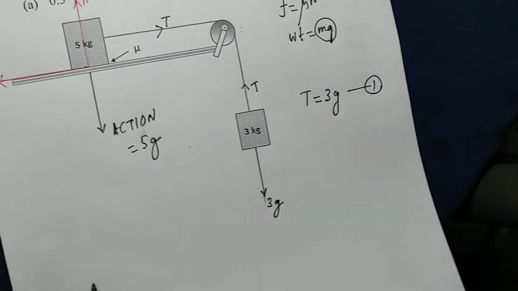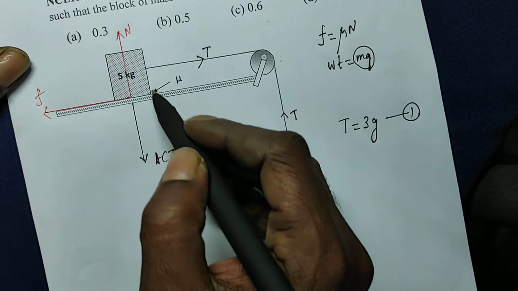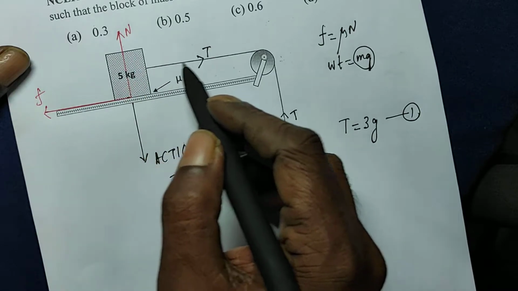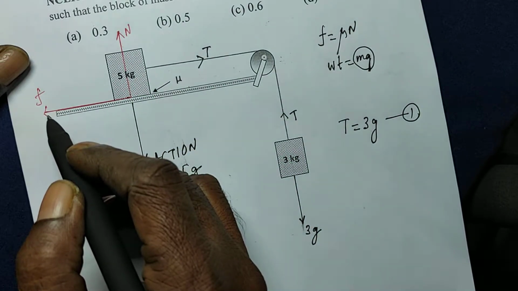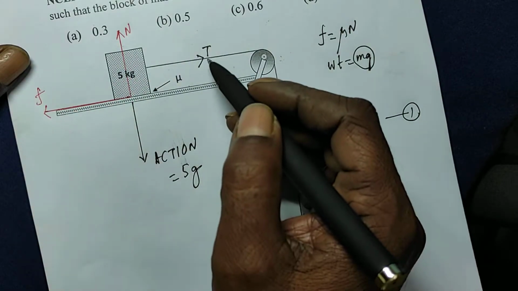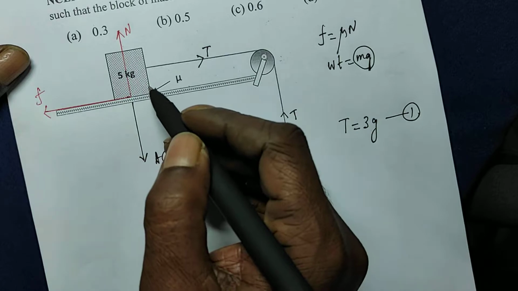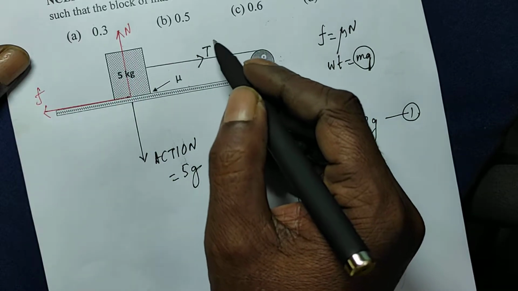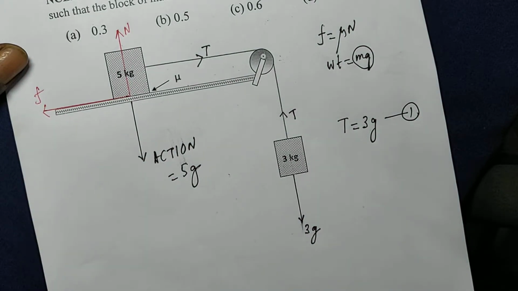Now here, if you look at this 5 kg, this is acted upon by two forces, the tension towards the right and the force of friction towards the left. And since this is not moving, therefore neither moving towards right nor towards left, of course it cannot move towards left, so T is equal to the force of friction, the same T.